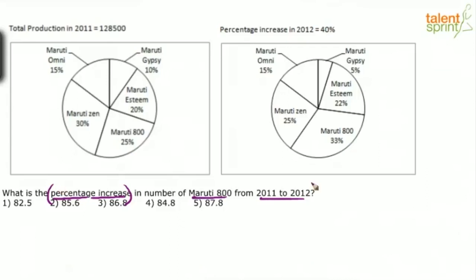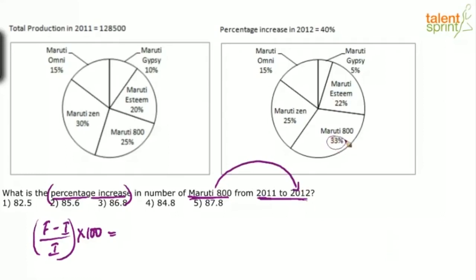Now what is the final value? Of course, the value in 2012. What value in 2012? The number of Maruti 800s in 2012. What is the initial value? The number of Maruti 800s in 2011. So you know that the answer should be final value minus initial value upon initial value into 100. Again, do not write this formula. I am just putting it here for the sake of clarity. Now what is the final value? Maruti 800 in 2012. How many were Maruti 800 in 2012? 33%. 33% of 140%. You getting it?